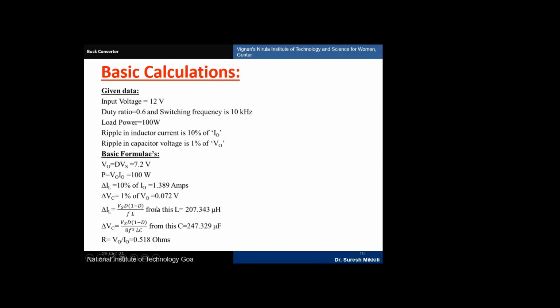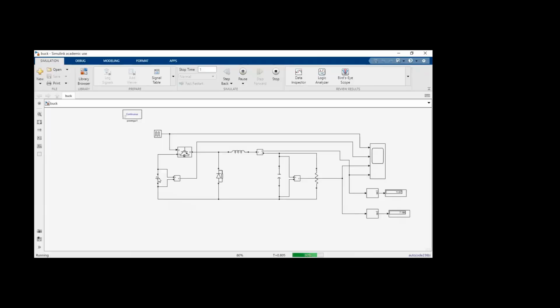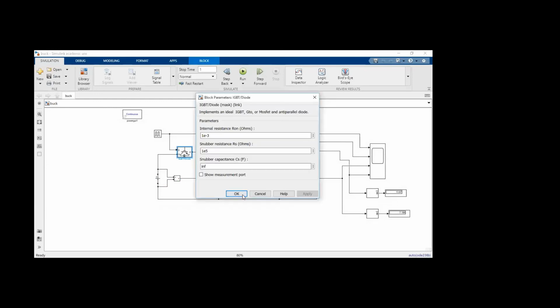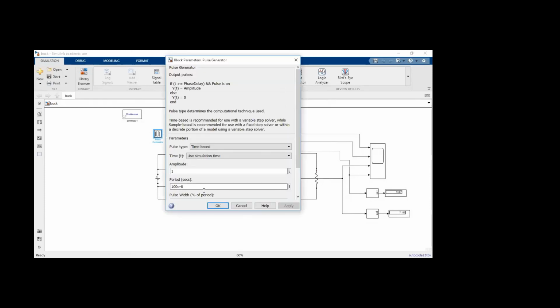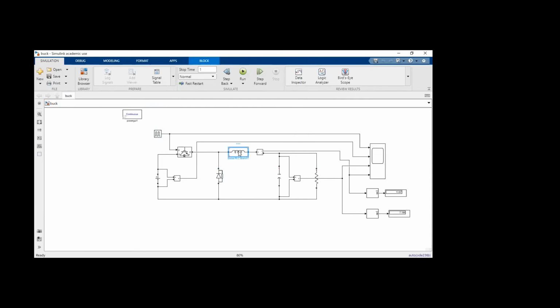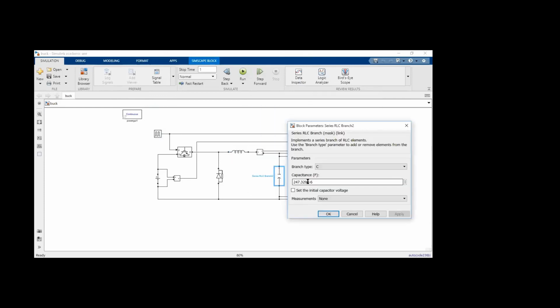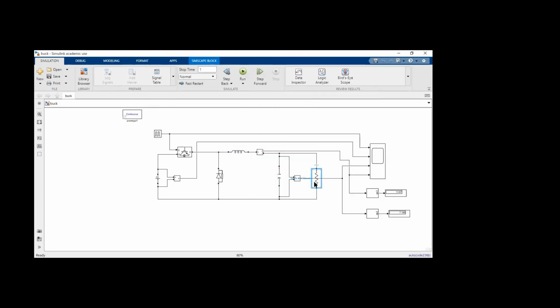So for these values, now we will connect the circuit. We will see the waveform should be, during on time, it should be charging. During the off time, it should discharge the currents. So we need to ensure that. See, there is a voltage source given as input. So input of 12 volts, and there is an IGBT taken, and a pulse generator is connected to that one. And there is a diode. Inductor is how much we have calculated, 207.34 µH, and capacitance value was 247 µF, and resistance value was 0.518 ohm. For all the values we have calculated.